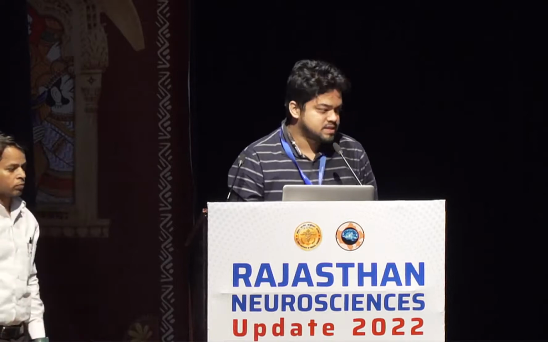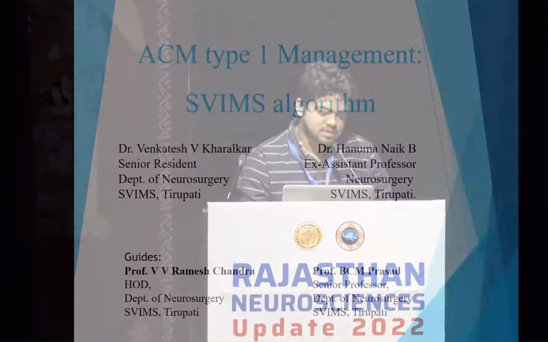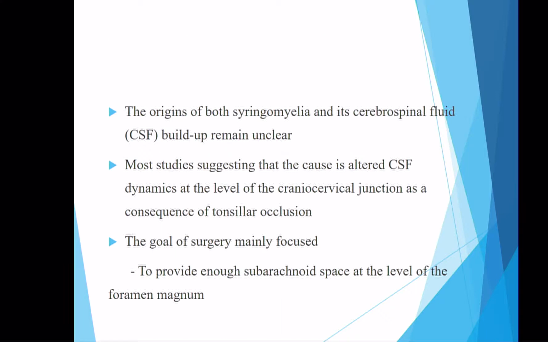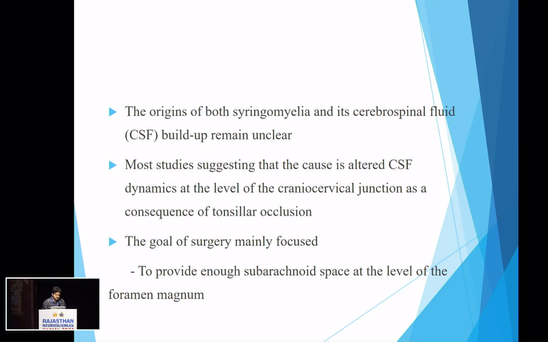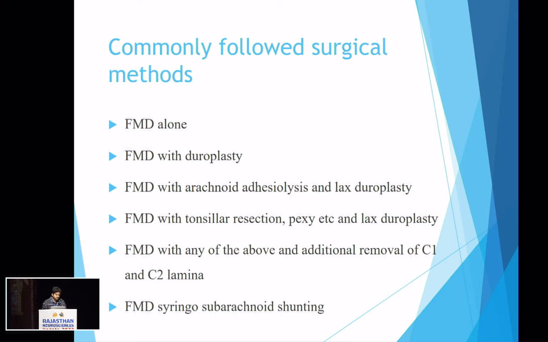I'm presenting ACM type 1, that is, we have proposed a SVIMS algorithm. As we know, the origins of both the syringomyelia and its CSF buildup remain unclear. Most studies suggest that the cause is altered CSF dynamics at the level of the craniocervical junction as a consequence of tonsillar occlusion. The goal of surgery is mainly focused on providing enough subarachnoid space at the level of foramen magnum. The commonly followed surgical methods are FMD alone, FMD with duroplasty, FMD with arachnoid adhesion lysis and lax duroplasty, FMD with tonsillar resection, pexy and lax duroplasty, FMD with any of the above and additional removal of C1 and C2 lamina, and FMD with syringo-subarachnoid shunting.